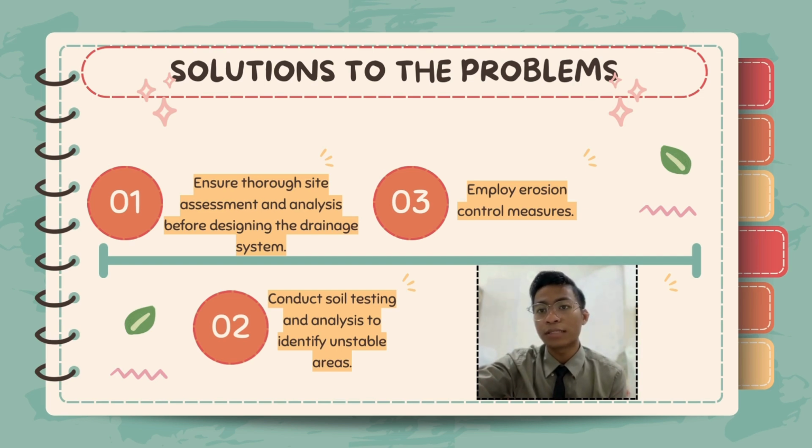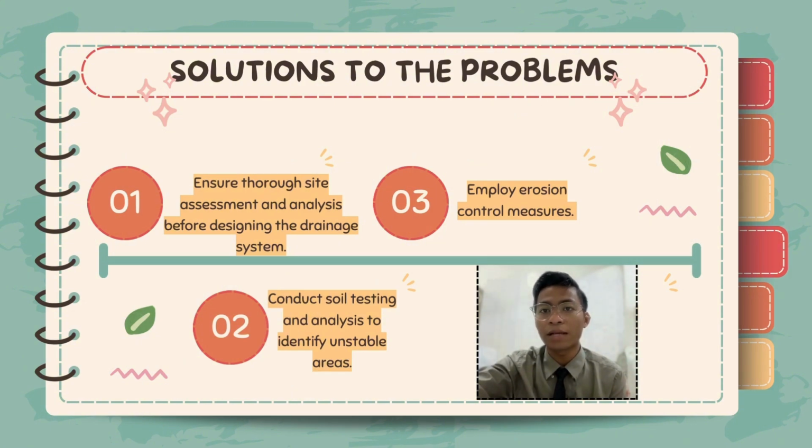Second, the solution is to conduct soil testing and analysis to identify unstable areas. Engineers use different methods like making the soil stronger, building strong walls, or creating deep foundations to make sure the ground doesn't move too much. They check the soil before starting any building work to find out where it might be weak or where water might cause problems. For example, if the soil has loads of clay, isn't packed tightly, or doesn't let water through well, it might cause issues with drainage or even make the ground sink.